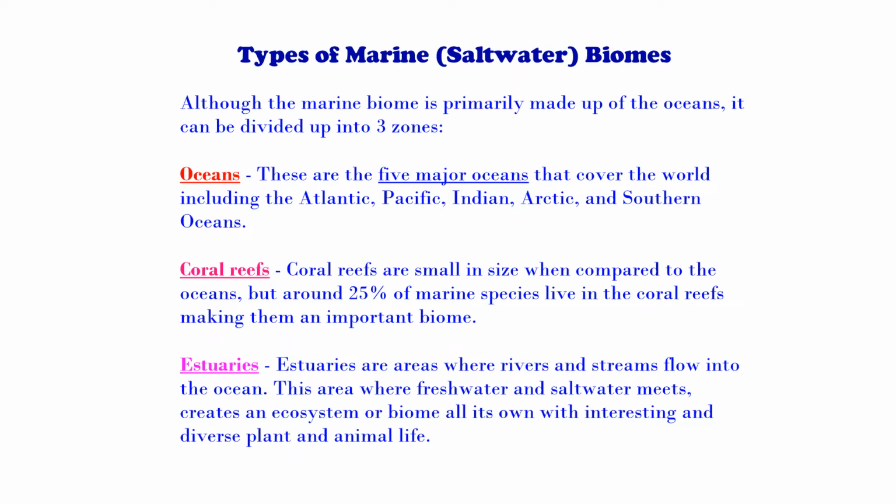Today we're going to learn about saltwater biomes, and we're going to focus on two. The first one we're going to talk about is oceans. These are the 5 major oceans that cover our world: the Atlantic, the Pacific, the Indian, the Arctic, and the Southern Oceans. The second type of marine biome we're going to talk about is coral reefs. They are small in size, but compared to the entire ocean, they have 25% of all the marine species. The third one is called estuaries. That's where rivers and streams flow into the ocean. We're going to focus on the first two, oceans and coral reefs.